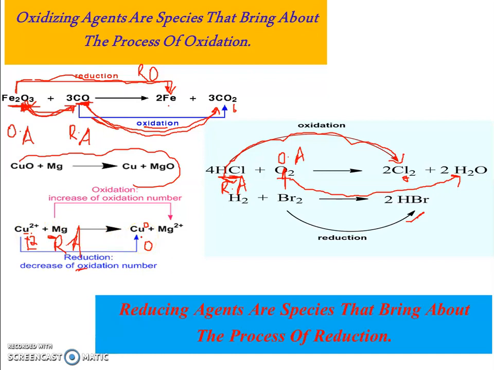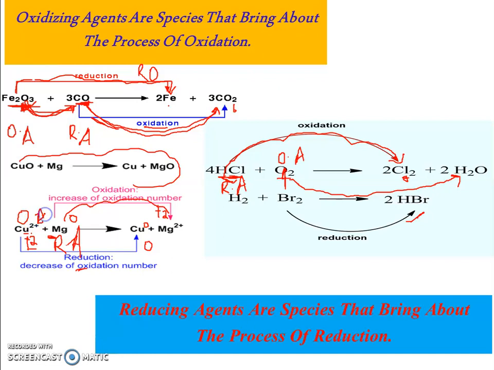Now, it's quite clear here, if magnesium is being oxidized as a result of an increase in oxidation number from 0 to +2, and an increase in oxidation number is oxidation, then the substance that is responsible for that is going to be the substance that's reacting with it, which in this case is copper 2 ion. So copper 2 ion is going to be our oxidizing agent.